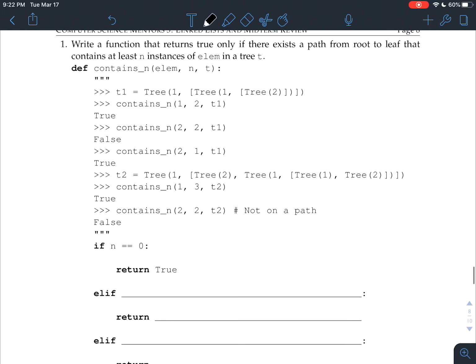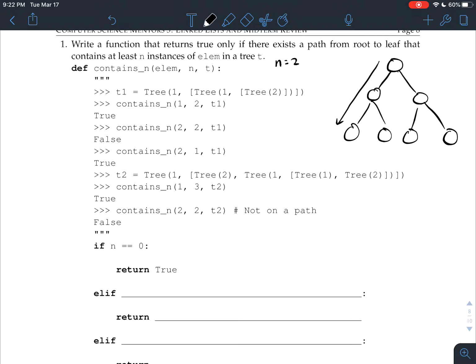So if we're thinking of an example tree, one way we could think about it is, is there some sort of path that contains the necessary number of elements? But in addition, we could think about it as, let's say in our case, n was equal to 2. Then along this path on the left-hand side, we look for 2 instances of the elem.